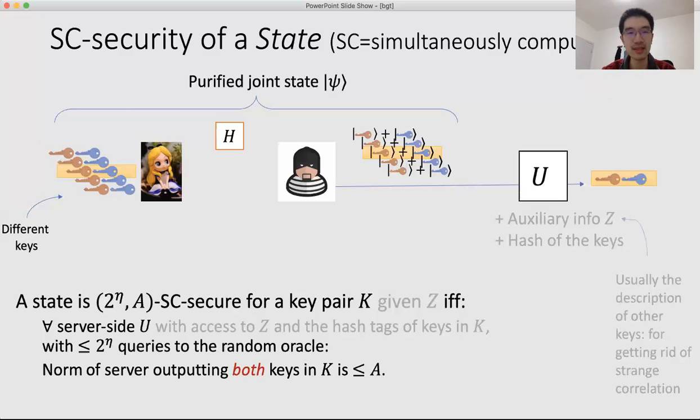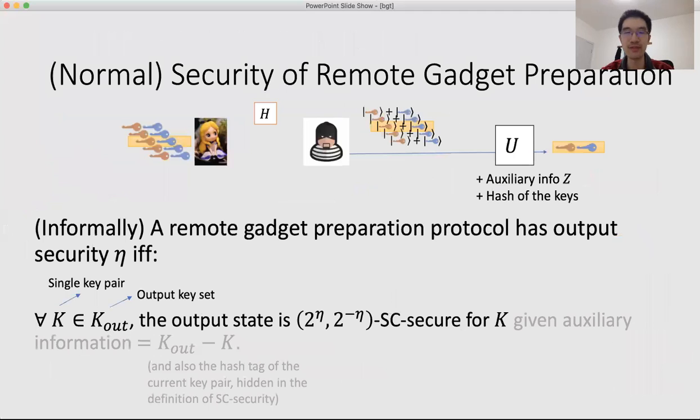Then based on this notion, we can define the security of our protocols. A protocol has output security η if and only if the output state is 2^η, 2^(-η) secure for each key pair in the output keys. And this is a strong security, and we can see the security is potentially exponential.